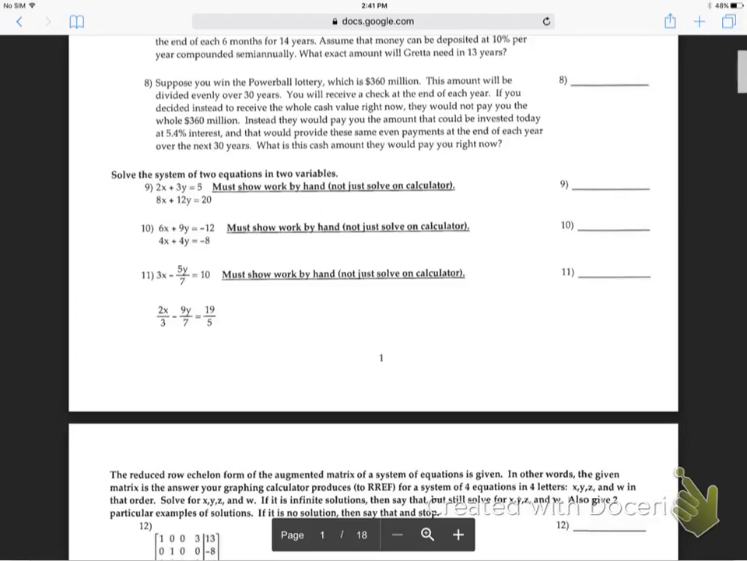Let me mention this. All right. See how 9, 10, and 11 say you must show your work by hand, not just solve with the calculator? Ignore that. Calculator is okay.